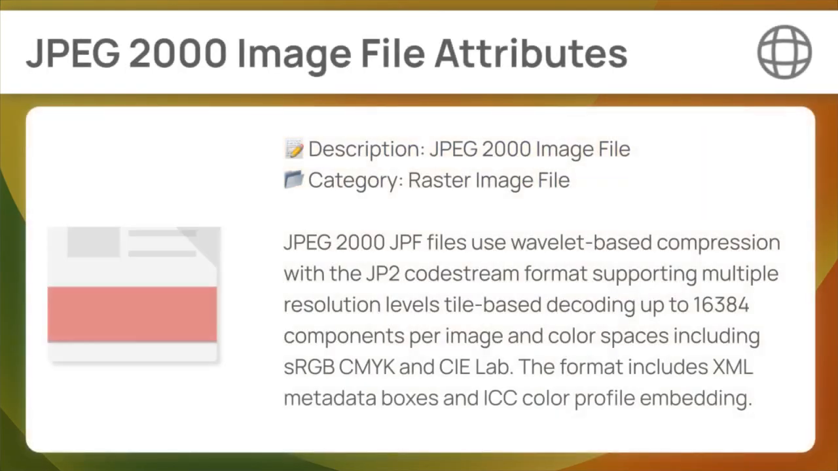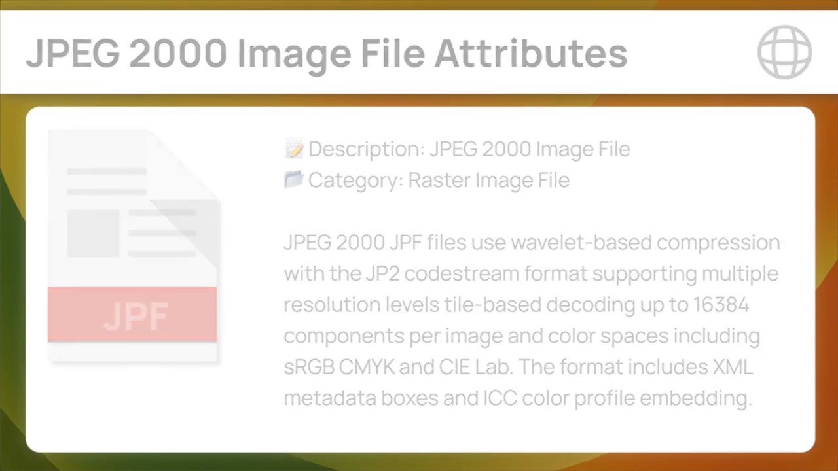JPEG 2000 JPF files use wavelet-based compression with the JP2 codestream format, supporting multiple resolution levels, tile-based decoding, up to 16384 components per image, and color spaces including sRGB, CMYK, and CIE Lab. The format includes XML metadata boxes and ICC color profile embedding.